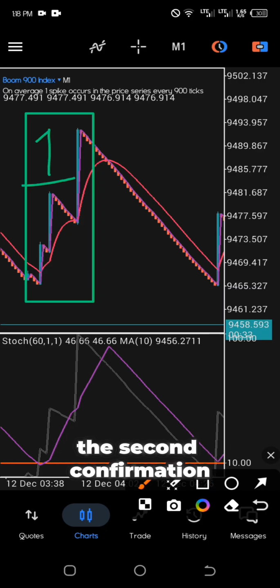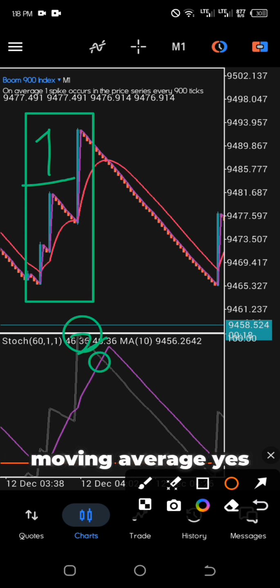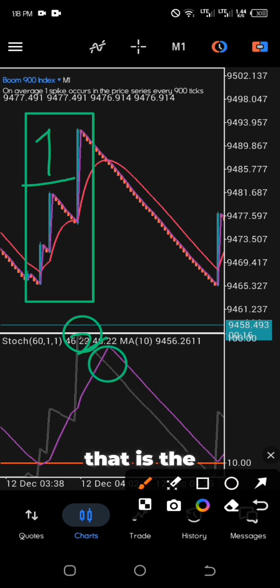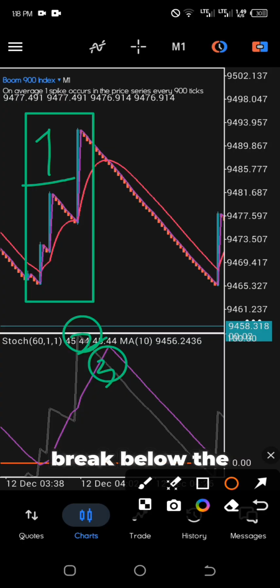Now the second confirmation is, does the stochastic oscillator touch the oversold level? Yes, it touched the oversold level, and that's the second confirmation we are looking for. Now the third confirmation is, does the stochastic oscillator break below the moving average? Yes, it broke below the moving average right here. So that is the third confirmation we want to see. Now the fourth confirmation, after we see this confirmation on our indicator window 1, is: does the price or the candle break below the moving average?